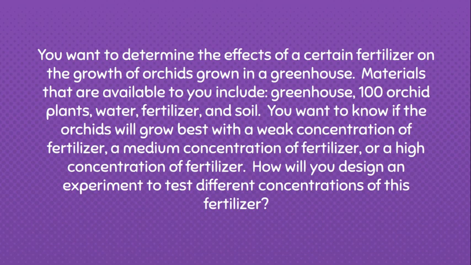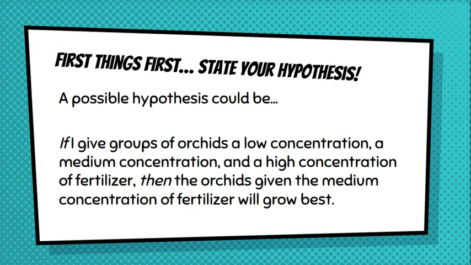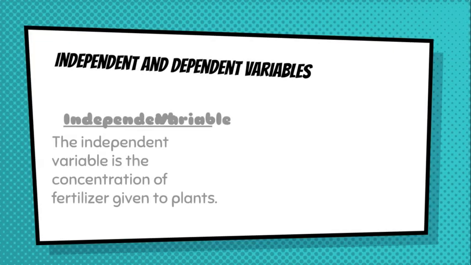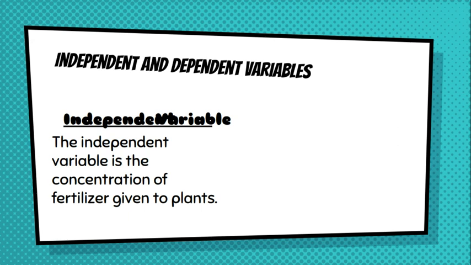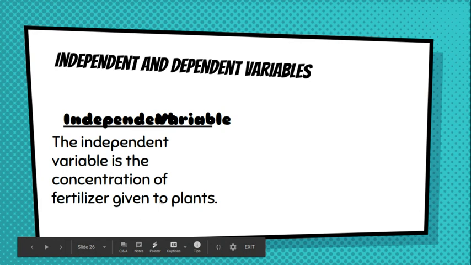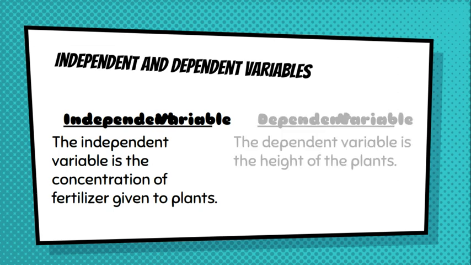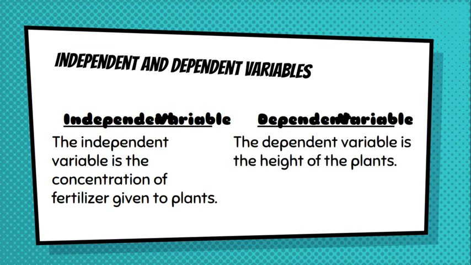All right, and we are back. So let's go over our independent and dependent variables. The independent variable is the concentration of fertilizer given to plants, or you can say the amount of fertilizer. That's what's changing between each of the experimental groups. It's getting a medium, a small, or a large amount of fertilizer. The dependent variable is the height of the plants. That's how we're going to see how tall it grows.